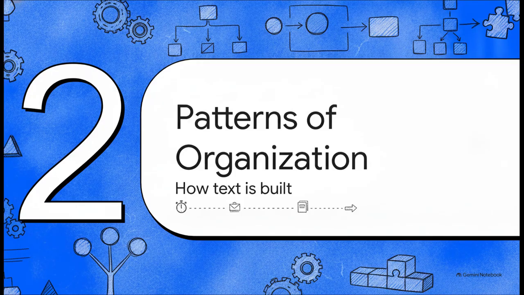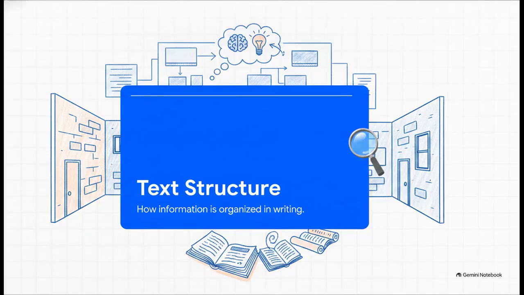Moving right along to Section 2, patterns of organization. Let's kick this off with a core definition. What in the world is a text structure? Put simply, it's just how information is organized in writing. Think of text structure like an architectural blueprint. Just like a builder absolutely needs a blueprint to know where the walls and windows go, a writer uses a pattern of organization to figure out where their ideas, facts, and details belong. When you, as the reader, can spot that blueprint, everything just makes so much more sense.